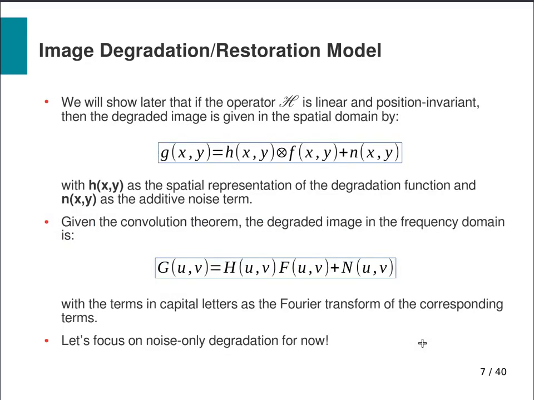So this is something that we will show later, but if the operator H is linear and position invariant, then the degraded image is given in the spatial domain by this equation: g of x and y equals convolution of h of x and y and f of x and y, plus n of x and y. So n is the additive noise term, f of x and y is the original image that we want to capture, and h of x and y is basically the impulse response of the degradation operator.